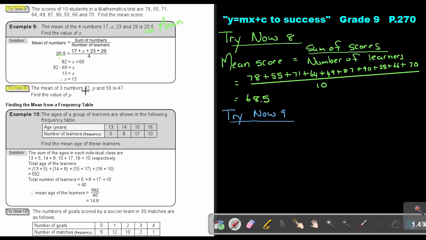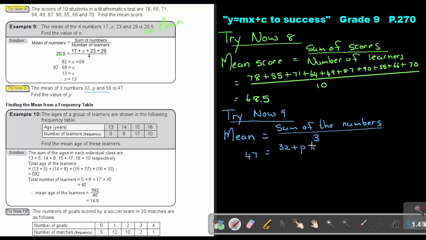Okay, the mean of three numbers is this. So let's just start again. Mean, we can just write it like this: it's actually just the sum of the numbers divided by 3. Now, what is the mean? The mean is 47. What are the three numbers? It's 32 plus p plus 56, and I divide by 3.